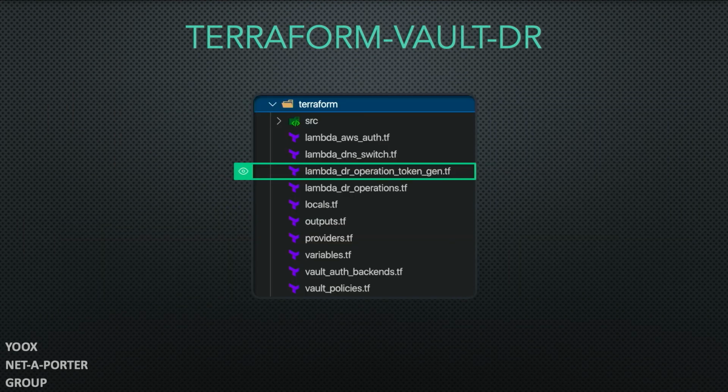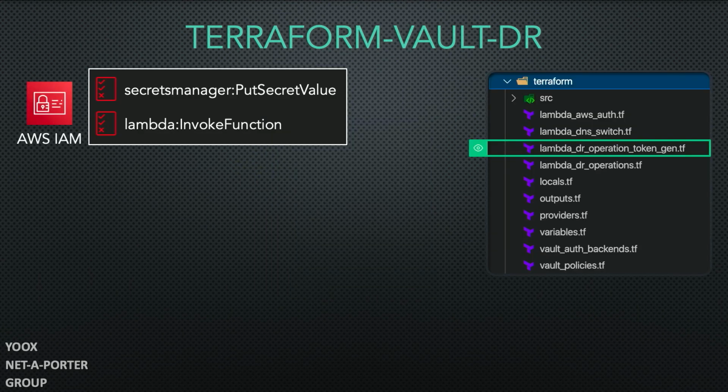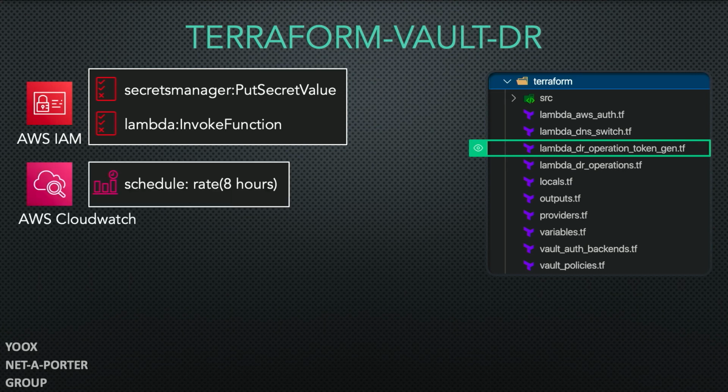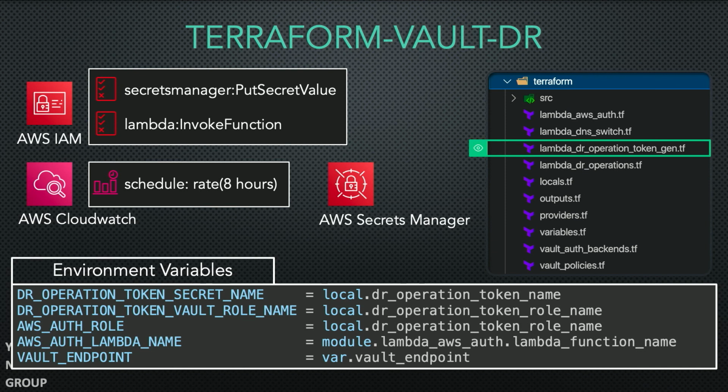Then we have our DR operation token gen Lambda, which will need the Secrets Manager access to put the new secret value, and then invoke the auth Lambda. It will also contain the scheduled trigger, the CloudWatch trigger, and the creation of the secrets in the AWS Secrets Manager. And these are all the environment variables that this Lambda needs.